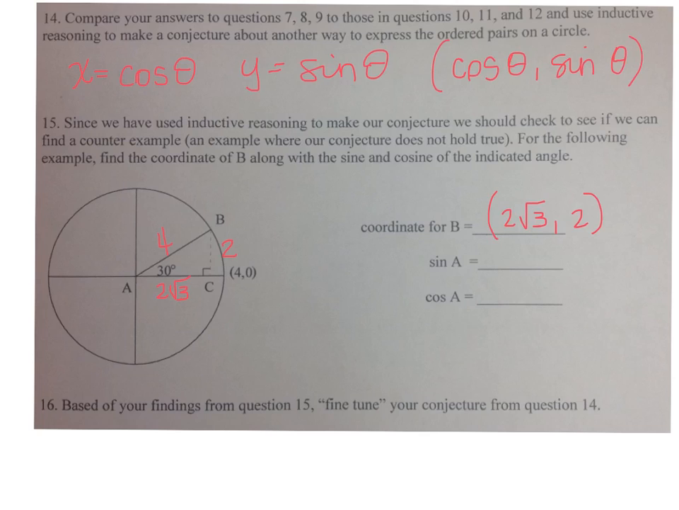We know that the sine of A should be 1/2 and the cosine of A should be root 3 over 2. Sine can't change based on what I just changed. So to fine tune this, your cosine theta, sine theta will only work if the radius is 1. Wow, can't spell.